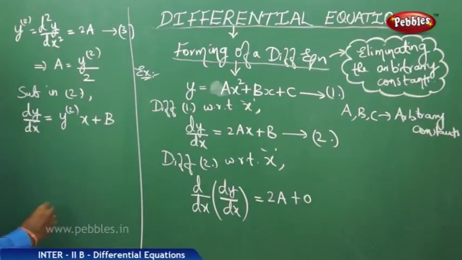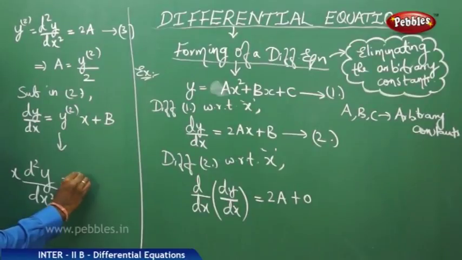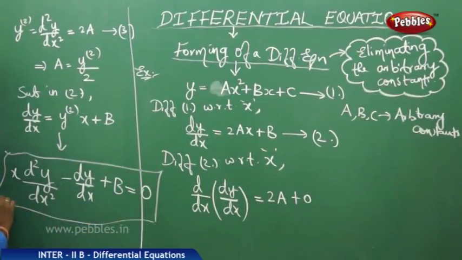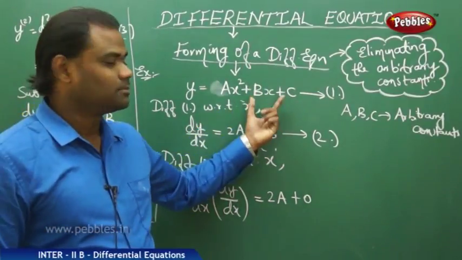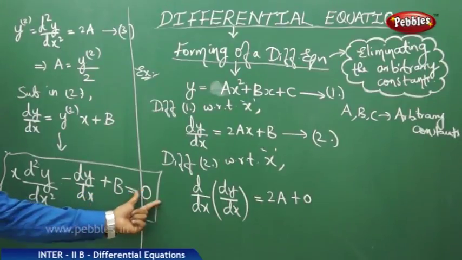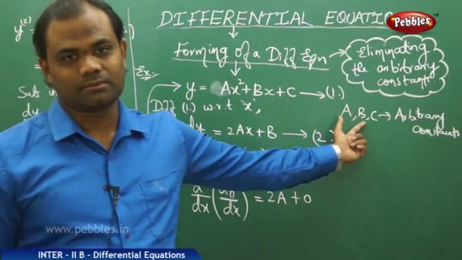So here we get a differential equation in the form d squared y by dx squared times x minus dy by dx plus b equal to 0, where the arbitrary constant b cannot be eliminated for this particular quadratic function, and hence we get the answer in the form x d squared y by dx squared minus dy by dx plus b equal to 0 is the corresponding differential equation for the given equation y equals this.